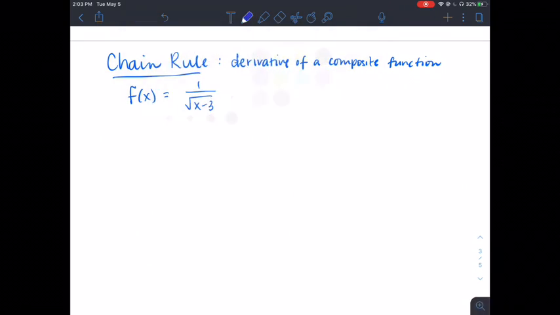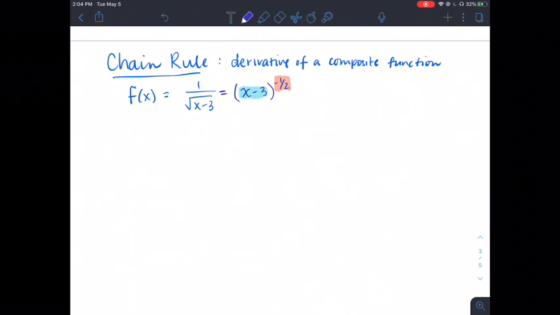I'm going to start by rewriting this function. The way we wrote it before was x minus 3 to the negative 1/2, and then we used our power rule. We made an assumption about the power rule, and we're going to see if we were right. So we're going to hang on to that for just a second. But you can see how this is a composite function. We have an inside function of x minus 3, and we have an outside function of something to the power of negative 1/2. So we have an inside function and an outside function.